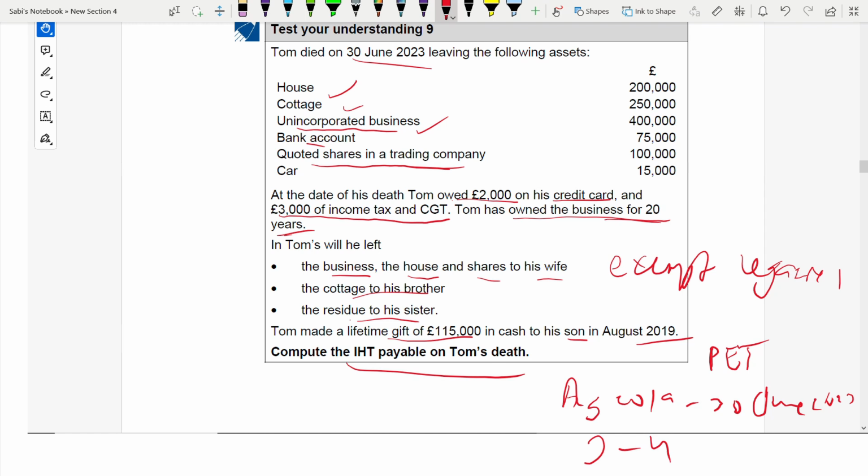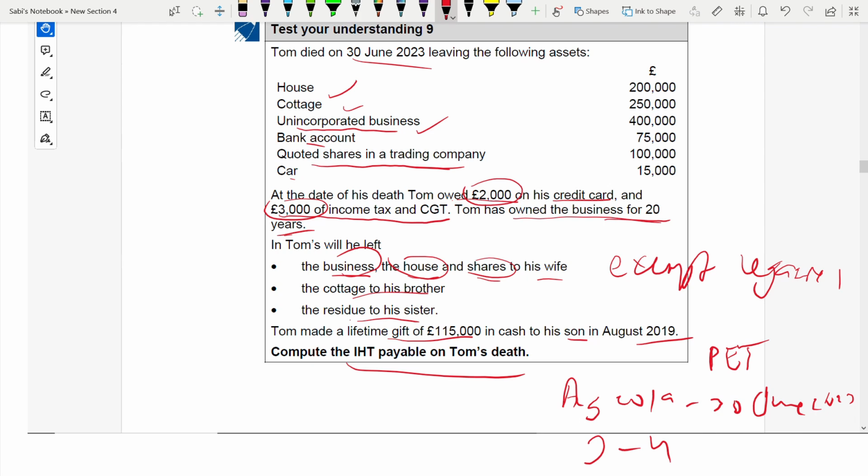For a quoted share, you should have a controlling interest. Because the controlling interest is not there, no BPR for quoted shares. BPR is only available for the business. Then after the car, deduct the expenses. What are the expenses? Credit card, 2,000. Is it allowable? Yes. Income tax, 3,000. Is it allowable? Yes. Then any exempt legacy. Remember, anything to his wife, the business, the house, the shares, all you can deduct.